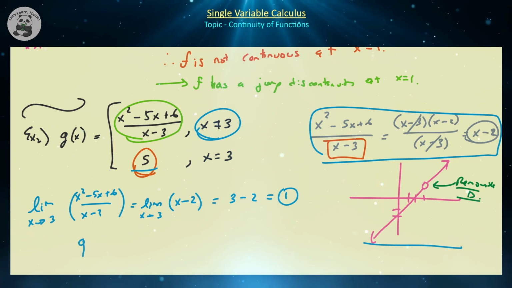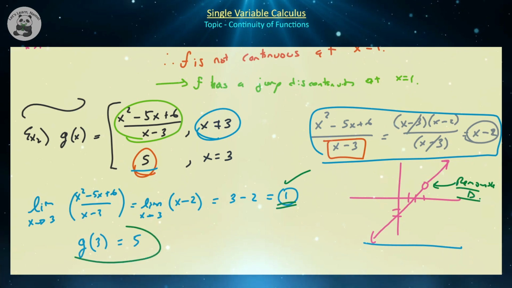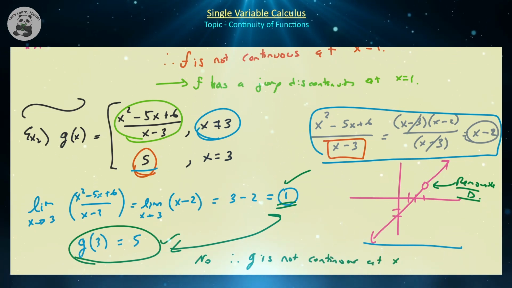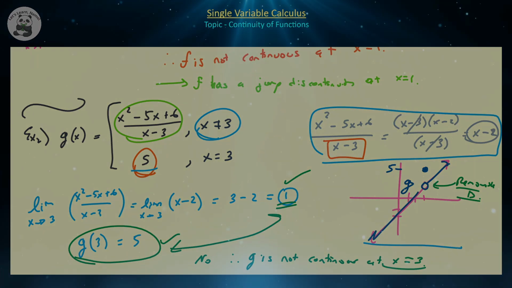And we see that g of 3 is equal to 5. So the limit exists and is equal to 1, and the function exists and it's equal to 5. So the question then becomes, are they equal? And the answer is no. Therefore, g is not continuous at x equals 3, in particular because it has a removable discontinuity. So if we were to fill in our dot up there where that y value is equal to 5, that would be the graph of our function g for this example.